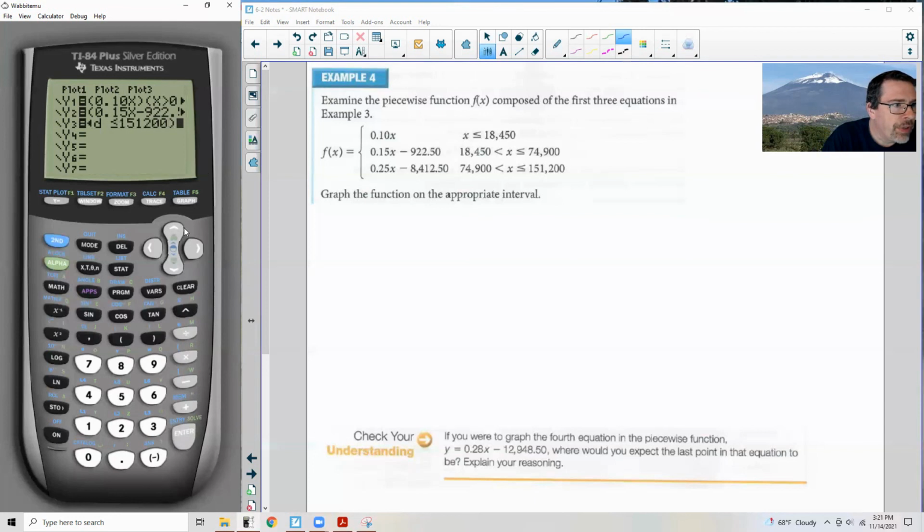And I forgot to close my parentheses. I think that's all I did wrong there. 151,200x 74. Yep. Now if I hit graph, I should not get that error. Okay, we're good on the first one. We're good on the second one. No, still an error. So let me see if I can figure this out off screen. One moment.